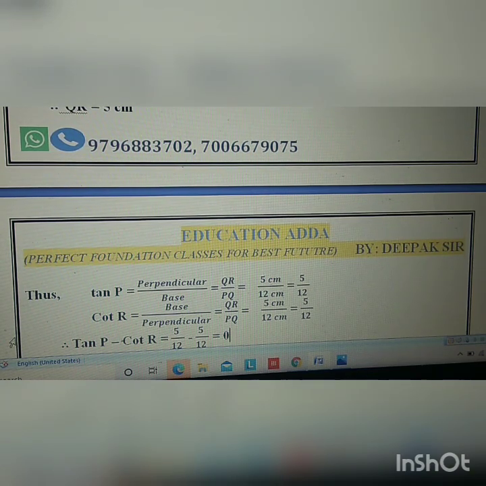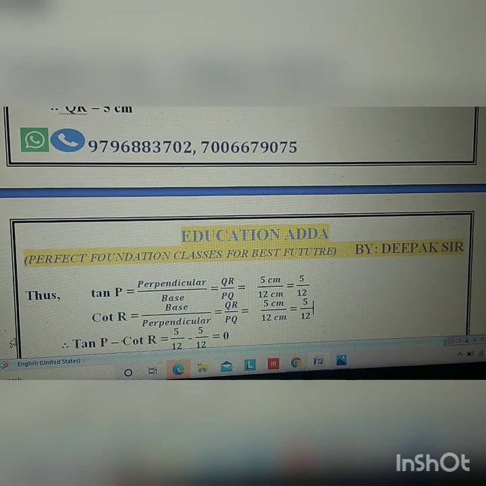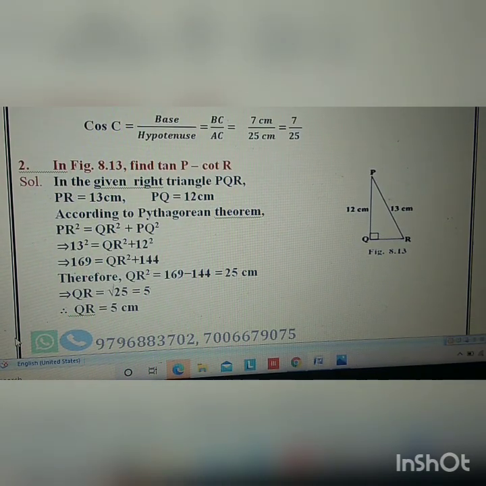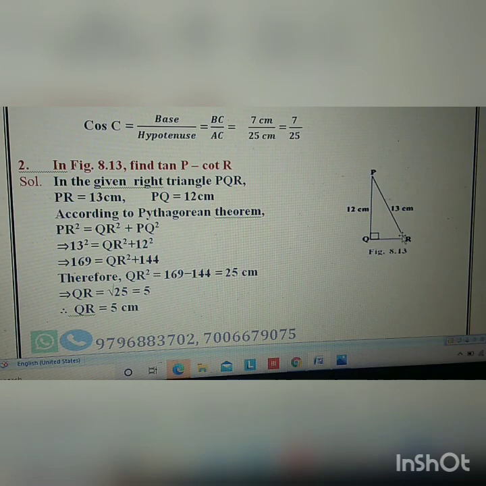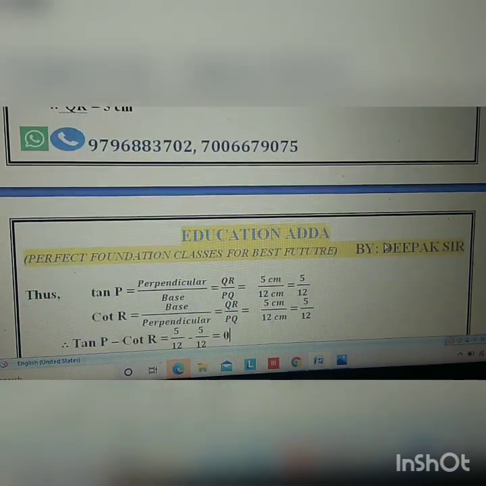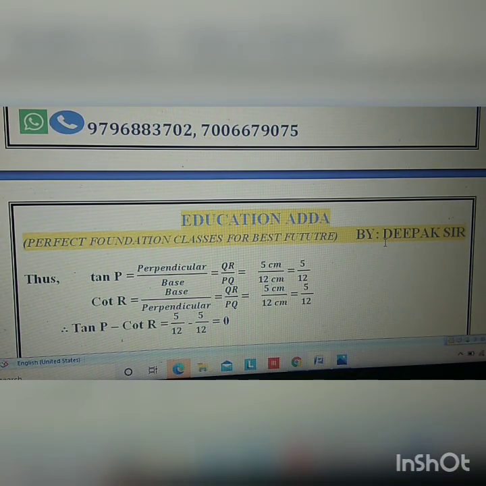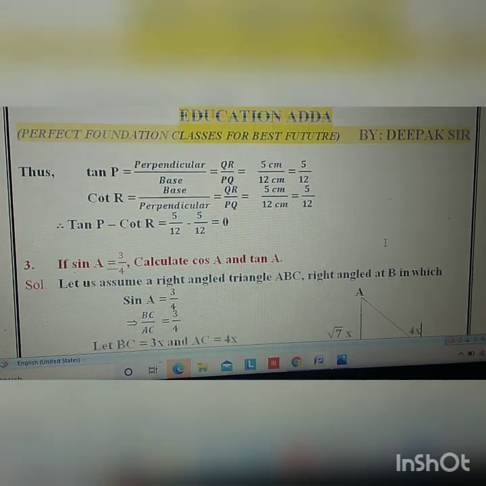And for cot R, it is based upon perpendicular. For R, the base is the side adjoining, that is, the base of the triangle would be the side adjoining angle Q and angle R, that is QR. So cot R is given as base upon perpendicular, that is QR upon PQ, that is 5 upon 12. So when we subtract tan P minus cot R, we will get the answer as 0. So this is question number 2 of exercise 5.2.